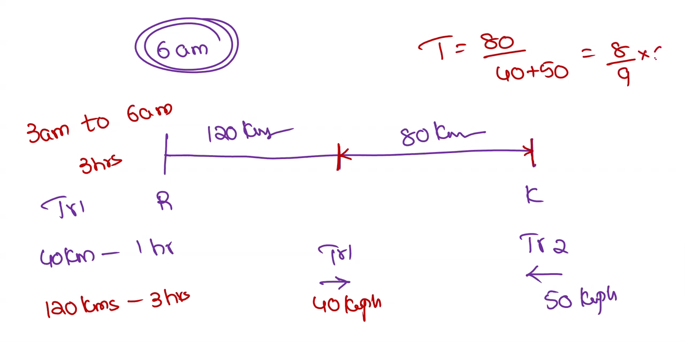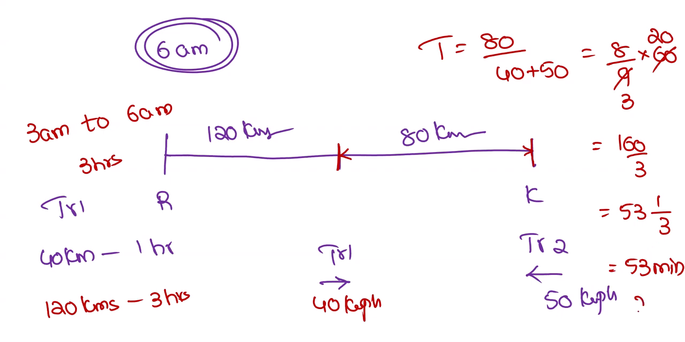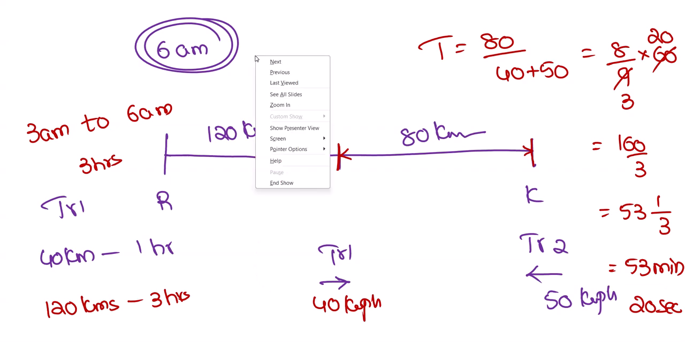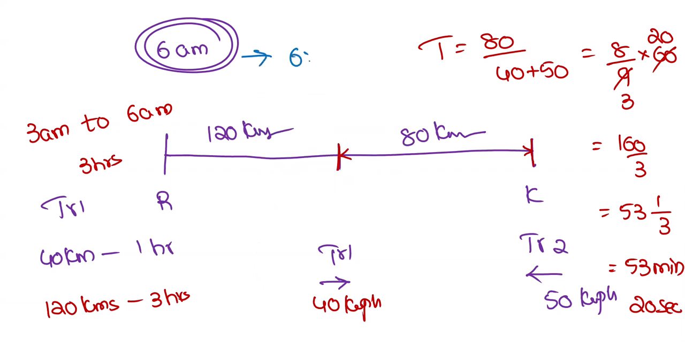An hour can be converted into minutes. Now 3 times 3, 20 times 8, 160 divided by 3, which is 53 and 1 by 3. One third of a minute is nothing but 20 seconds. So 53 minutes, 20 seconds. Exactly at what time are they meeting? After 6 a.m., 53 minutes, 20 seconds means they'll meet at 6:53:20 a.m. Exact timing is this.